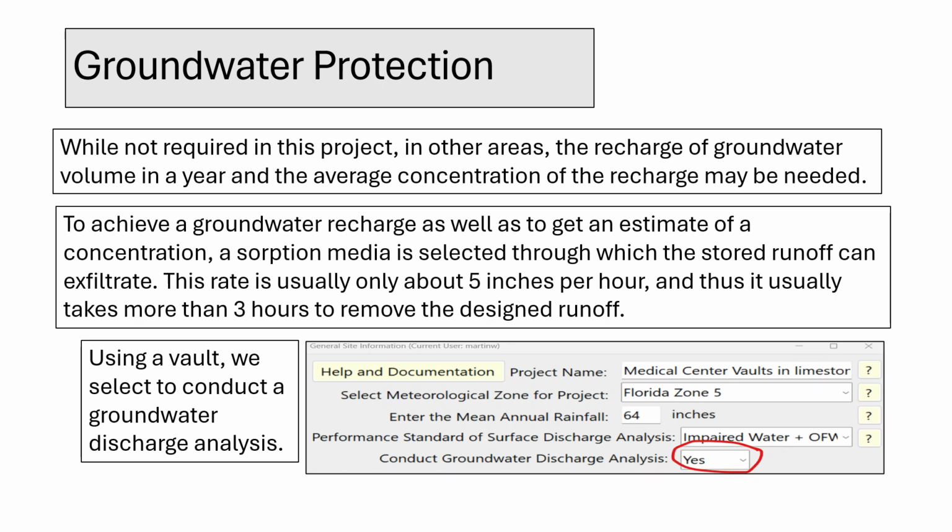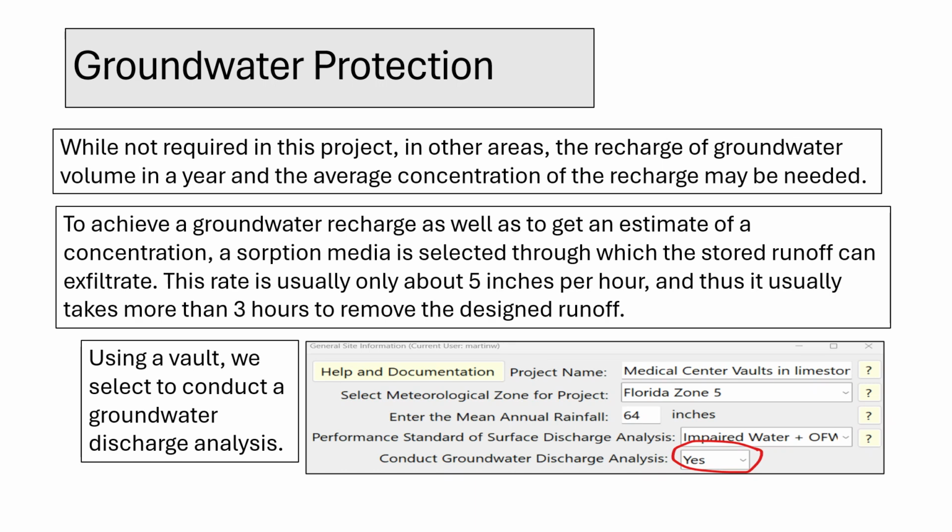To achieve effective groundwater recharge and estimate nutrient concentrations, absorption media is often selected. Stored runoff can exfiltrate through this media, which plays a vital role in calculating an average nutrient recharge concentration. This exfiltration process is typically quite slow, usually only about 5 inches per hour, meaning it often takes more than 3 hours to fully remove the designed runoff volume.